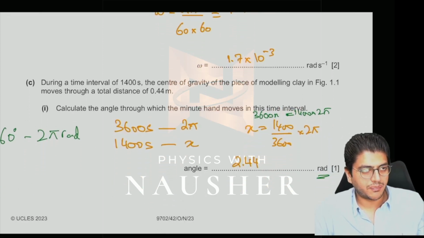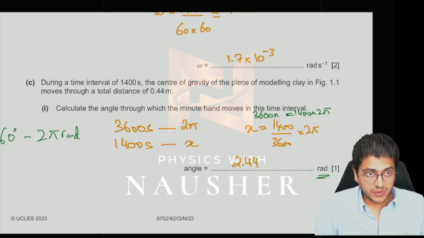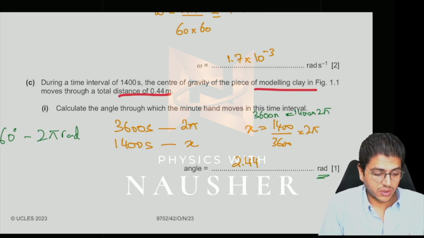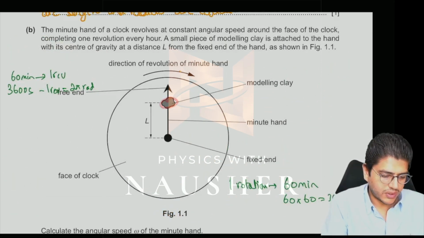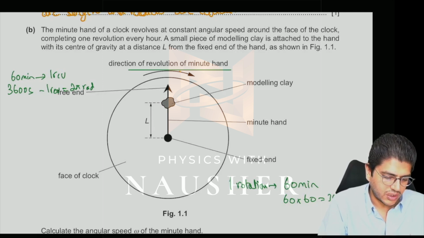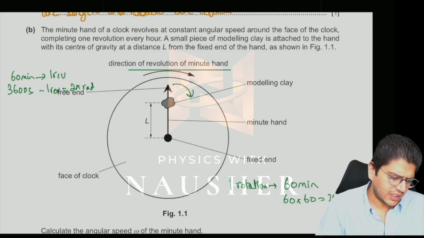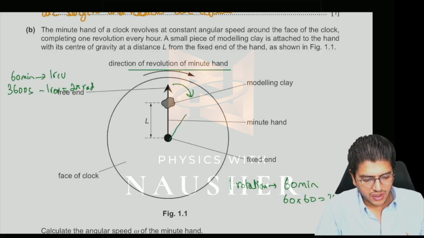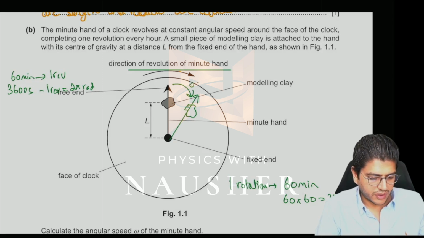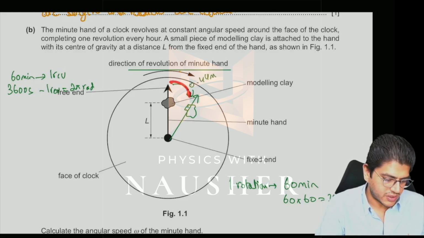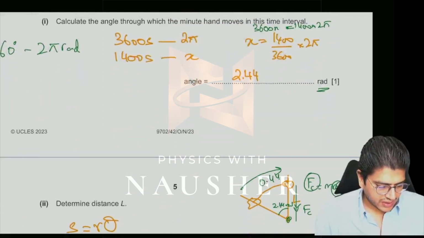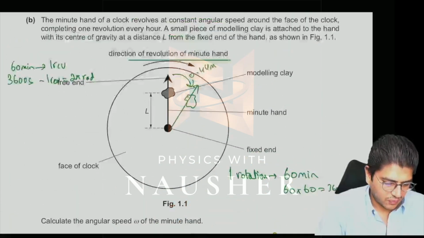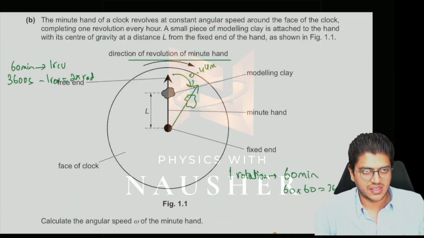Moving on, in those 1400 seconds, the piece of modeling clay moves a total distance of 0.44 meters. So your modeling clay was here. This is the direction of revolution, so you're moving like this. In 1400 seconds, you have moved from here to here and covered 0.44 meters. So 0.44 meters is basically your arc length. And the question they're asking is, what is distance L?